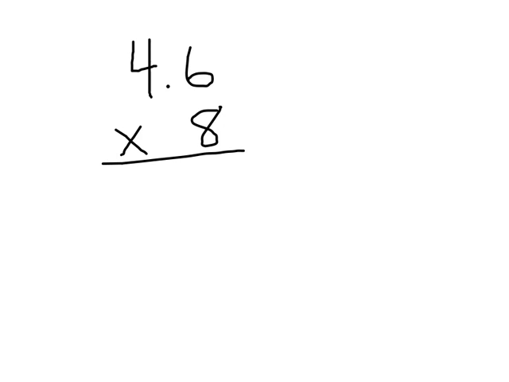6 times 8 is 48. So I put my 8 down here, carry my 4. Now, 8 times 4 is 32. If I add 4, that's going to give me 36. Now I'm almost done, except I need to put my decimal somewhere.